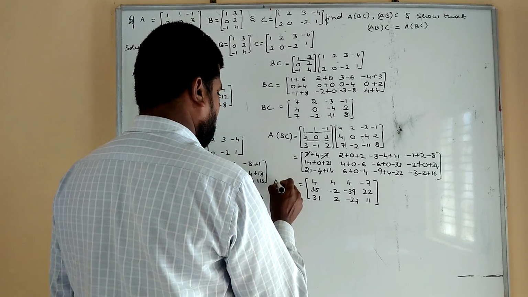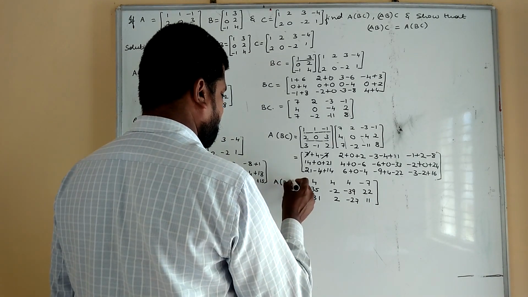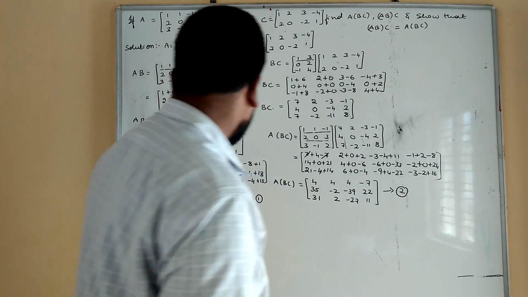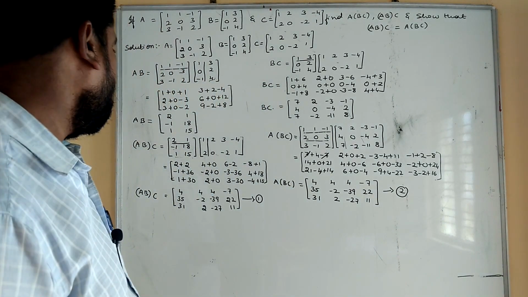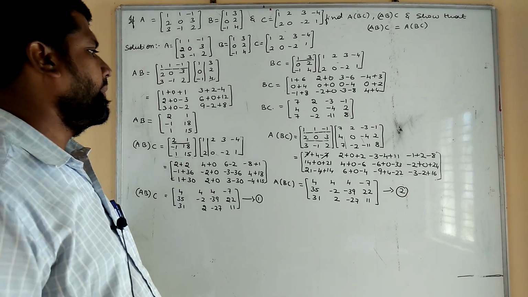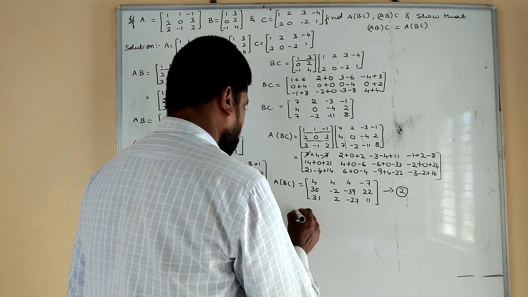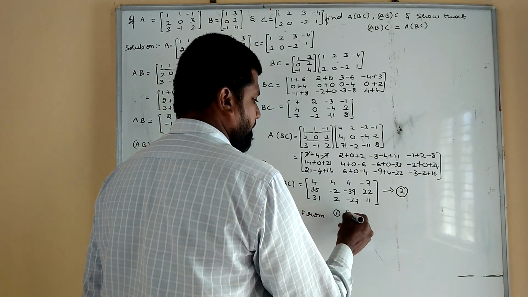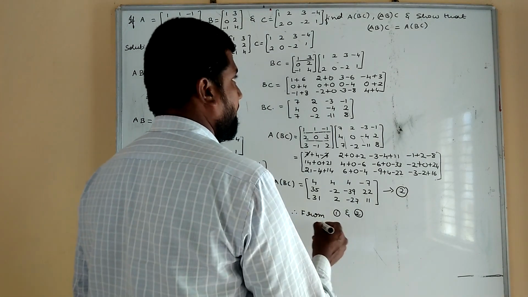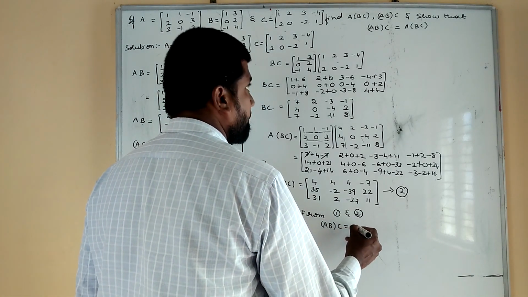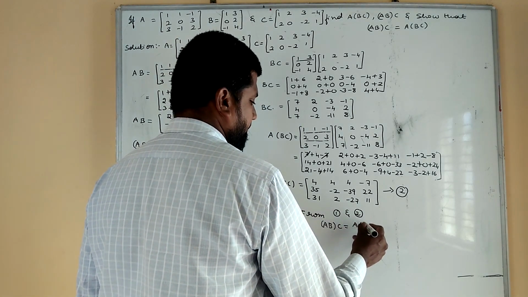So we got A into, or A of BC. Let us consider this as 2. If you observe 1 and 2, the 1 and 2 matrices are the same. Therefore, from 1 and 2 we can say that AB into C is equal to A of BC.